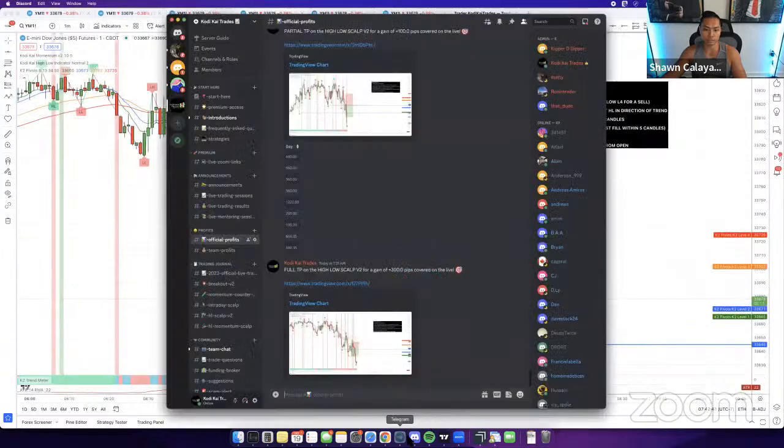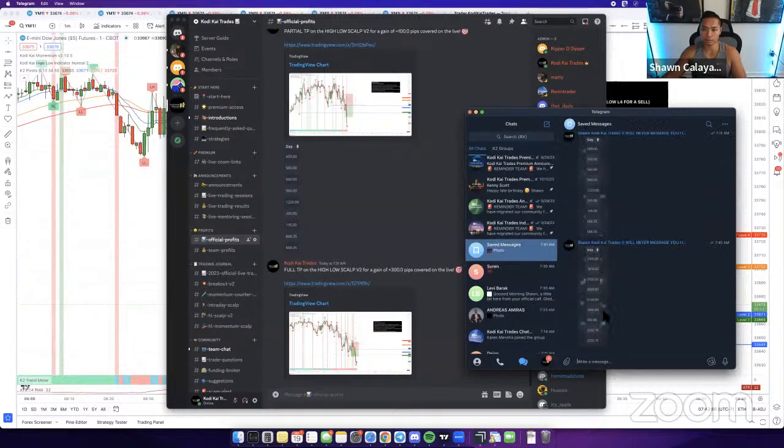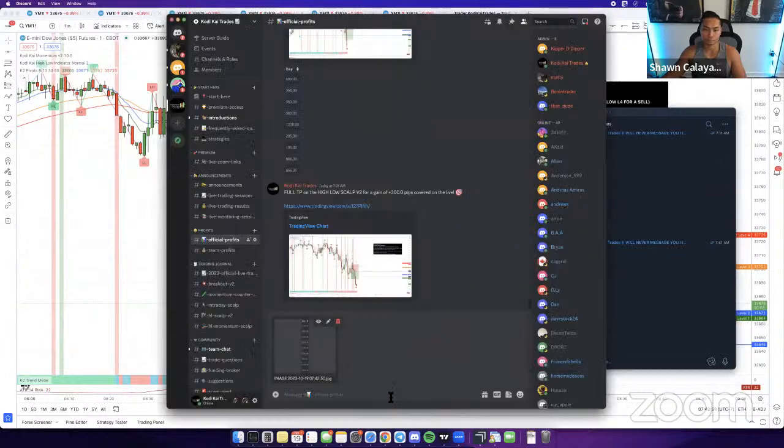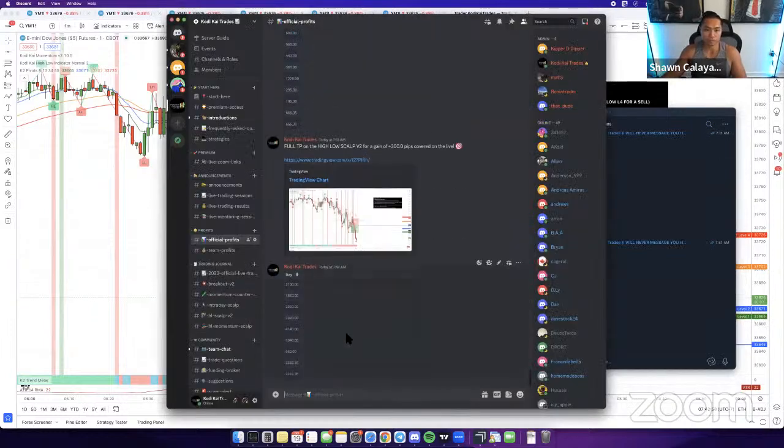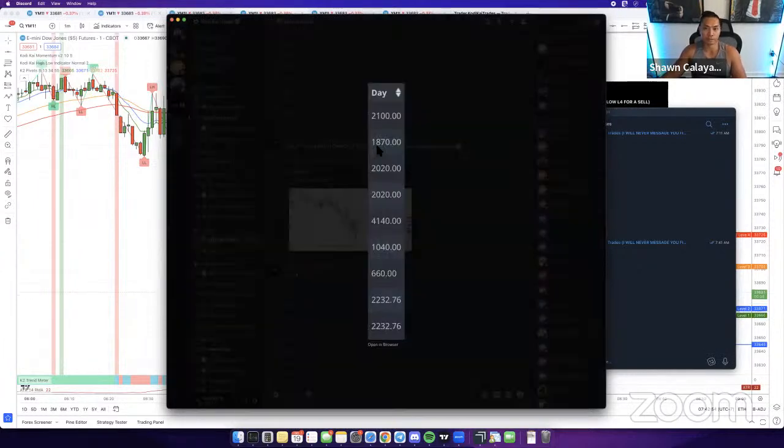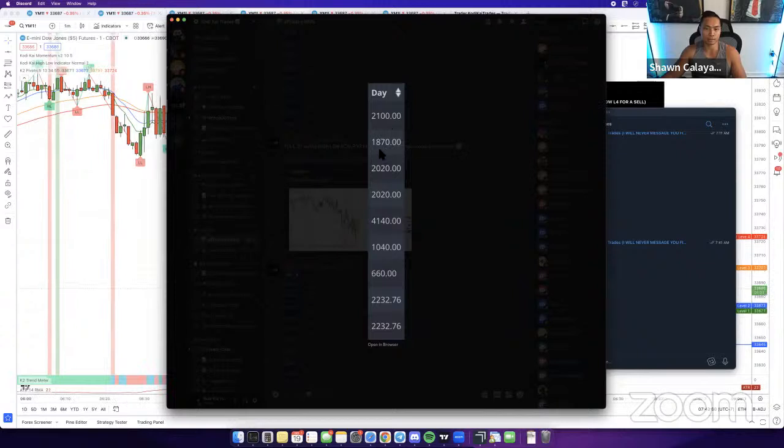Yeah, let me show you guys my profits so far. Okay, so here are all my accounts. So here's my first funded engineer account locked in 2,100. This is my first FTMO locked in 1,870. My second FTMO locked in 2,020, third FTMO locked in 2,020.